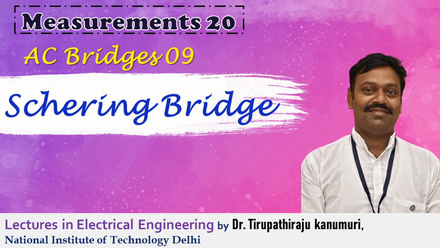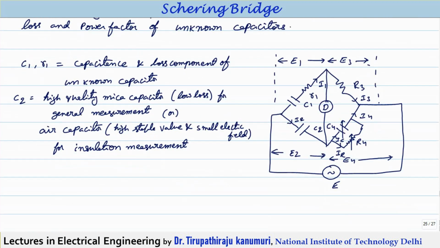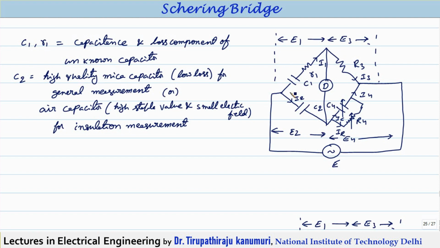Hi all, today we are going to discuss the Schering bridge. It is widely used for the measurement of capacitance, dielectric loss and power factor of unknown capacitors. This is the most widely used out of all the methods for capacitance measurement. In this case the structure will be like this.